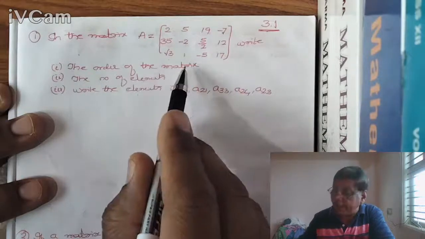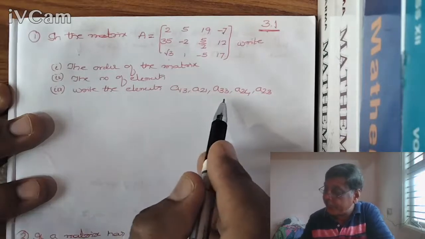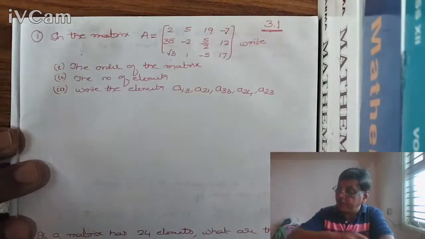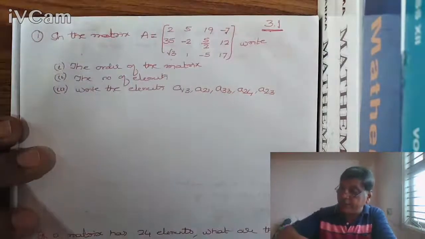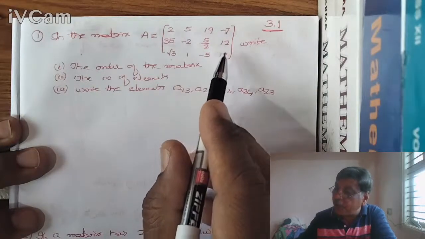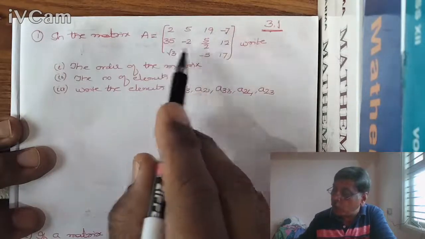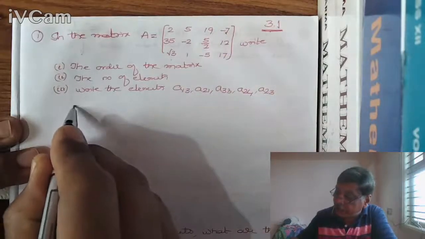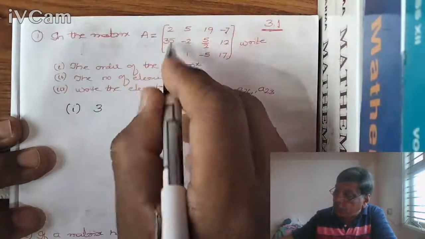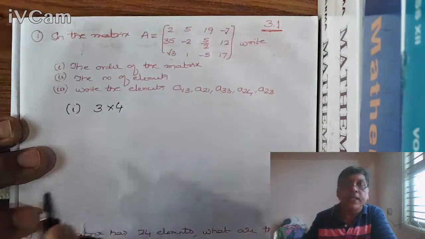Write the order of the matrix. Write the number of elements. Write the elements A13, A21, A33, A24, A23. Order of the matrix means we have to find the number of rows and number of columns. Here how many rows are there? Row 1, row 2, row 3. So 3 rows and 4 columns: column 1, column 2, column 3, column 4. The order is 3 cross 4.